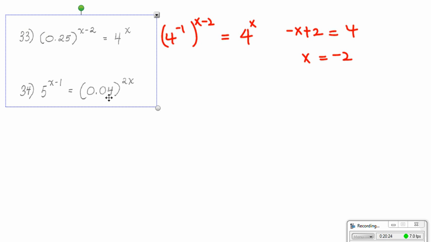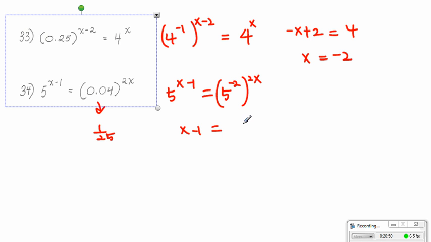Now let's try looking into this one. 0.04 in fact is equal to 1 over 25. So if you rewrite this one, we get 5 to the x minus 1 is in fact equal to 5 to the negative 2 power to the 2x. Then we have x minus 1 must be equal to negative 4x. So once you do this one, you will realize that x must be equal to 1/5.